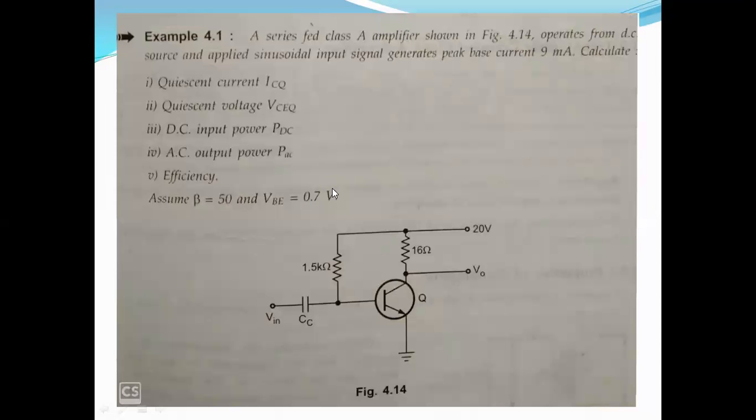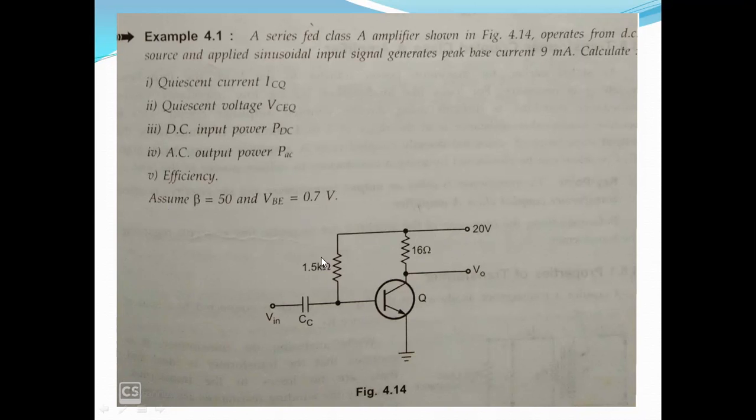Okay, and next, let us see the problem of class A, that is series fed class A. A series fed class A power amplifier is shown in the figure. It operates from a DC source and applies a sinusoidal input signal, generating peak base current of 9 milliamps. Calculate first the quiescent current ICQ, second the quiescent voltage VCQ, third the DC input power PDC, fourth the AC output power PAC, fifth the efficiency. Assume beta is 50, VBE is 0.7. If it is not given, then we have to assume these two values, so let us remember these two values.